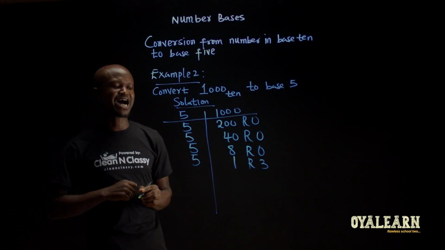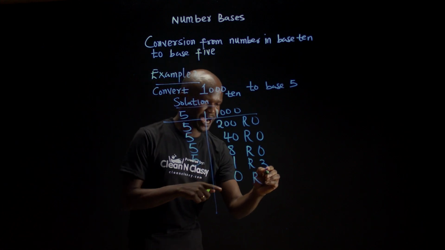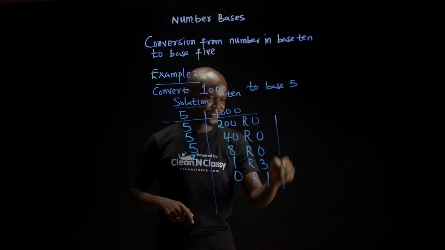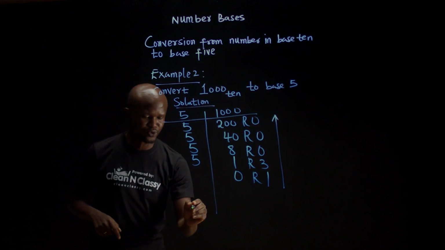Now we divide by 5 again. 1 divided by 5. 0. And what is the remainder? 1. So in this case, we take it from bottom to up. We conclude our solution.